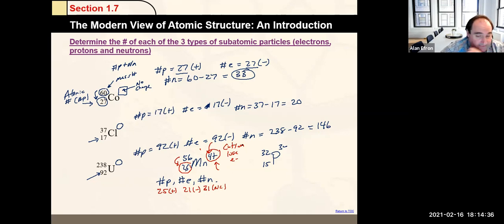Now, looking at the second one, again, we could dissect it as well. We've got the 15 given to us.